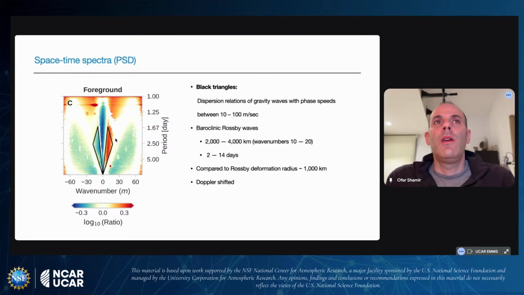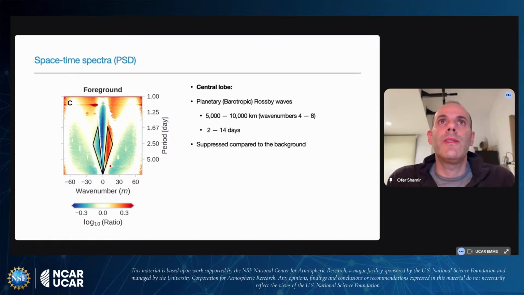In addition, they are also Doppler shifted, and that's why the eastward propagating waves show up as having enhanced variability compared to the background, because in the raw data, or in the atmosphere, we have a westerly mean flow, and the westward propagating waves are suppressed compared to the background, because the background doesn't have the mean flow.